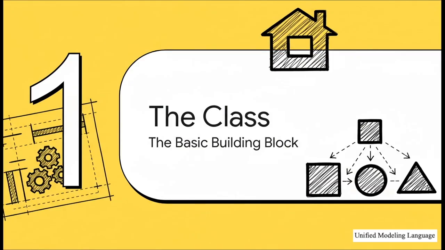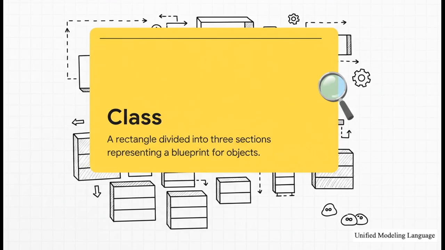All right, so where do we even begin? Well, every complex structure starts with a single building block, right? In the world of UML, that block is called the class. You can think of it as the master blueprint for any single piece of our system, whether that's a user, a product, or even a transaction. Visually, a class is just a simple rectangle. That's it. It's divided into 3 compartments, and each of these little sections has a really important job in defining what an object is and what it can do.